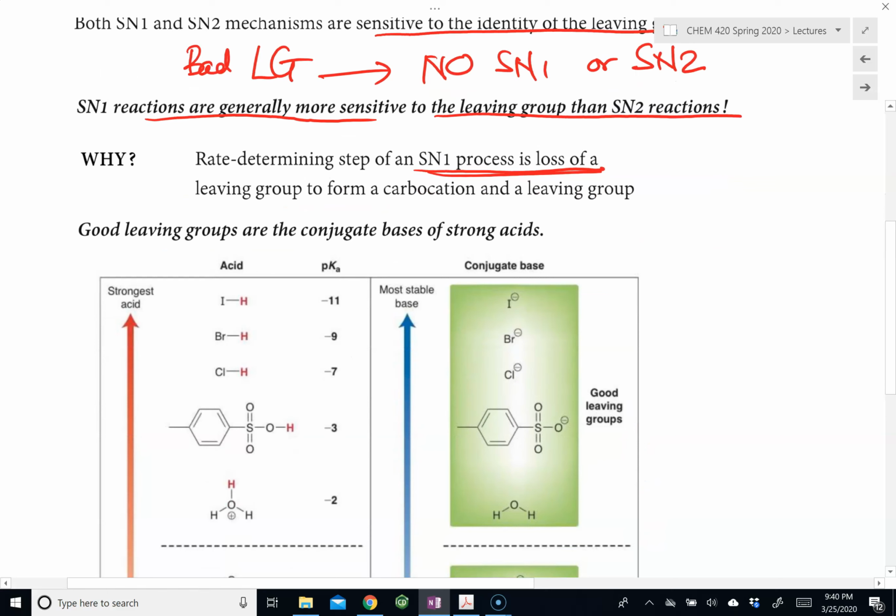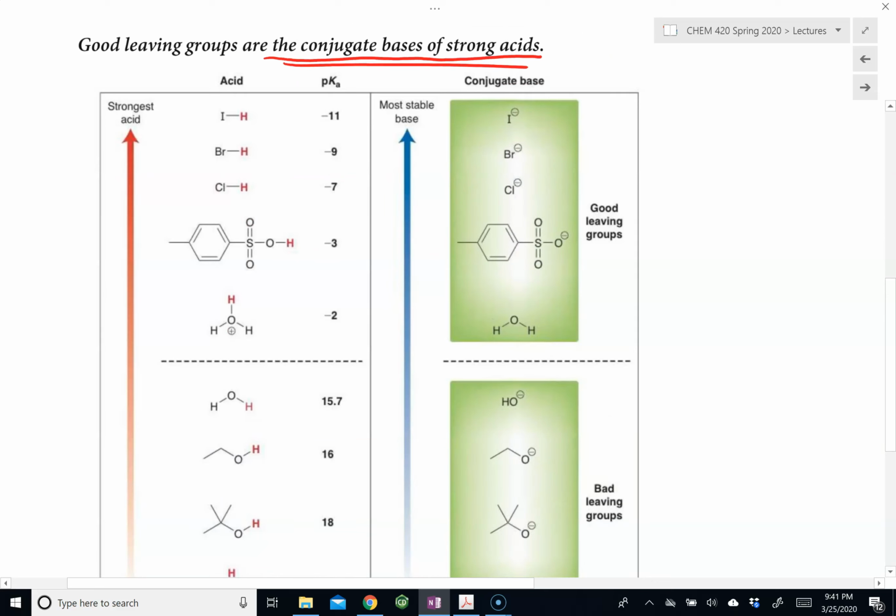And how do we know if something is a good leaving group? Normally, good leaving groups are the conjugate base of strong acids. And here are the examples of acids right here. So here in this case, the lower the pKa, then the stronger the acid would be. So low pKa equals strong acid.